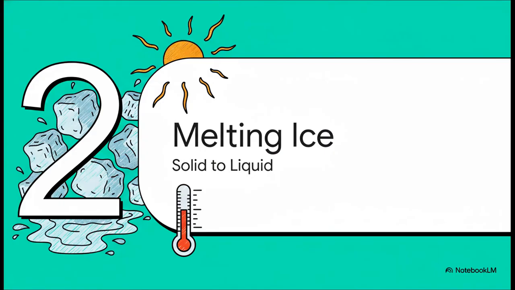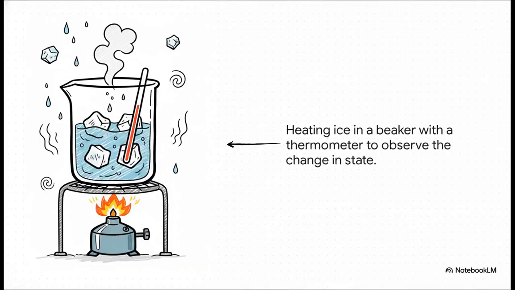Now that we understand this basic principle, let's see it in action. We will take a very familiar substance, ice, and we will observe what happens when it changes from its solid form into a liquid. Let us imagine a simple experiment. As you can see here, we have a beaker that is full of ice cubes. We have also placed a thermometer inside to measure the temperature. Now, let's start heating this beaker from below and observe carefully.